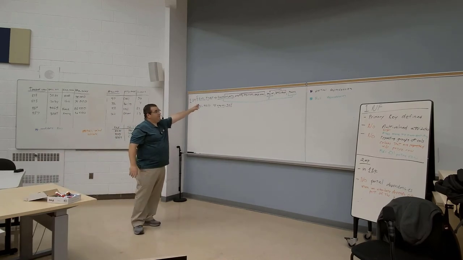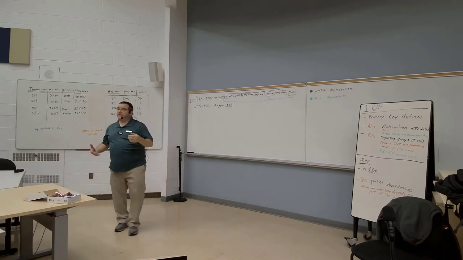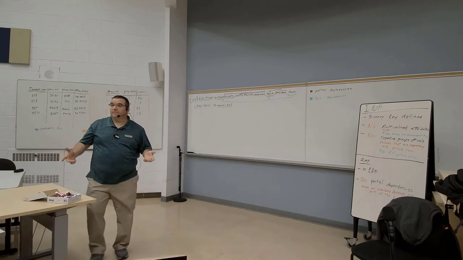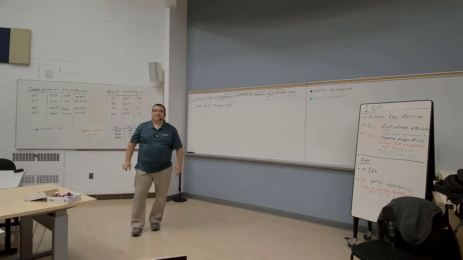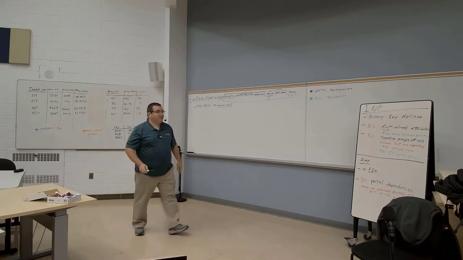We've identified our partial dependencies and our full dependencies. How do we fix the partial dependencies? Anybody want to take a stab at what you do with the partial dependencies? You break them out into its own entity.